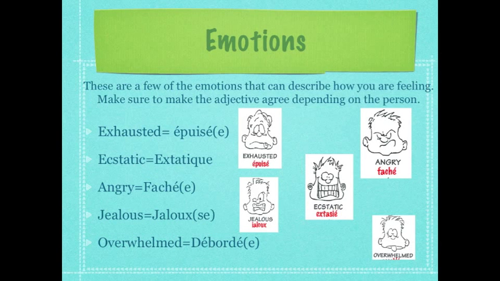These are a few of the emotions that can describe how you're feeling in French. Make sure to make the adjective agree depending on the person. The extra endings in the parentheses are what you would add to the adjective if the person you're talking about was feminine. Exhausted is épuisé, ecstatic, extatique, angry, fâché, jealous, jaloux, and overwhelmed, débordé.